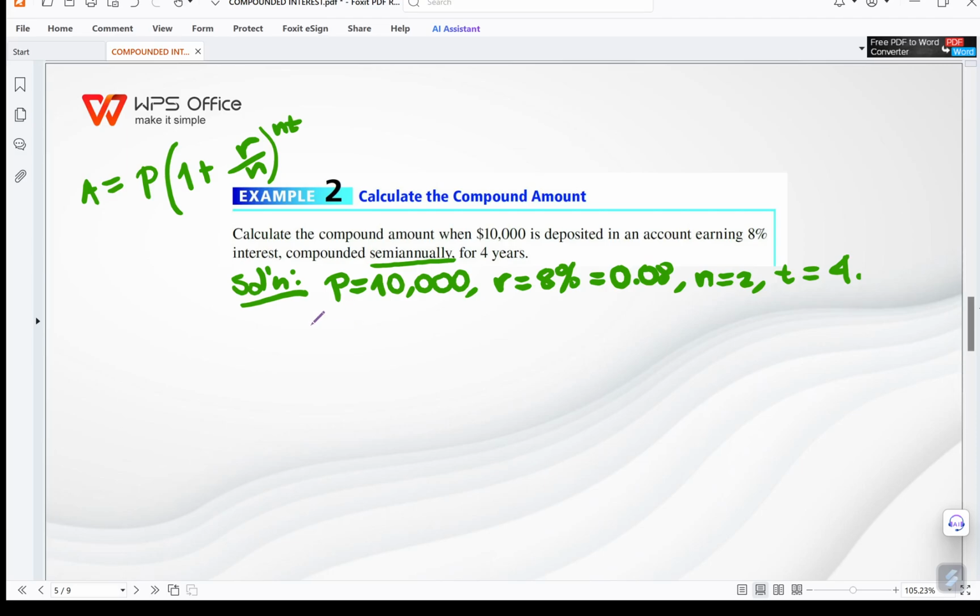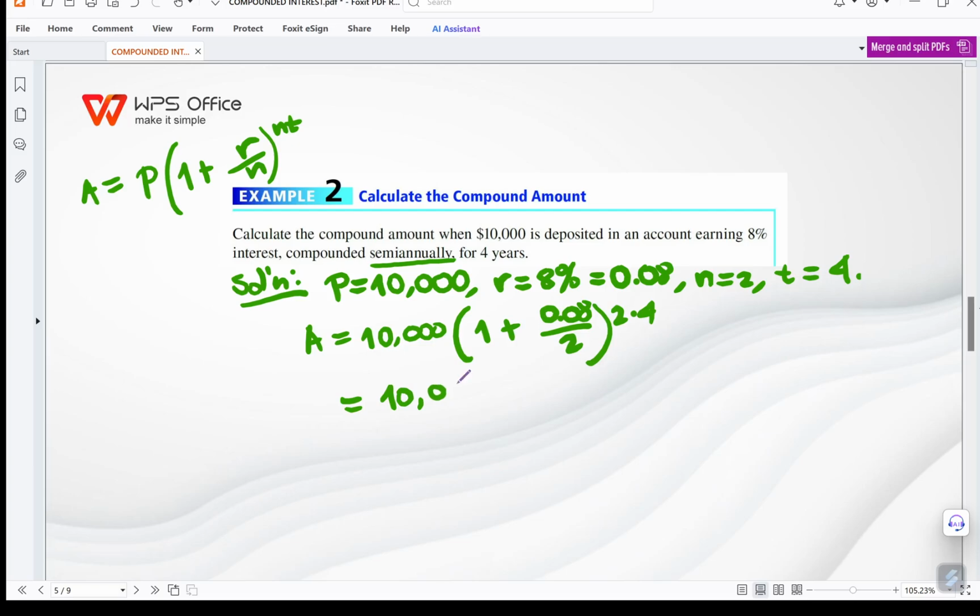If you do the calculations with the given numbers, A is 10,000 multiplied by (1 plus 0.08 divided by 2) raised to 2 times 4. You should use your calculator here, this is a bit tedious. So 1 plus 0.04 raised to 8. After simplification, you will get 13,685.69.